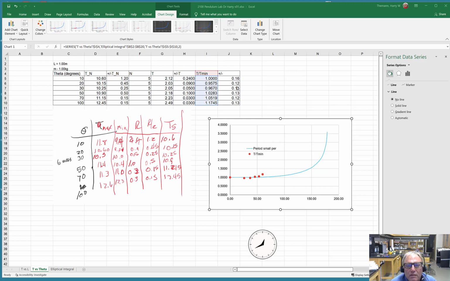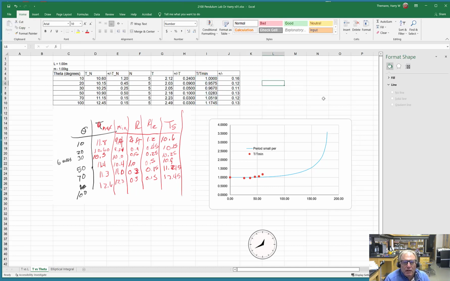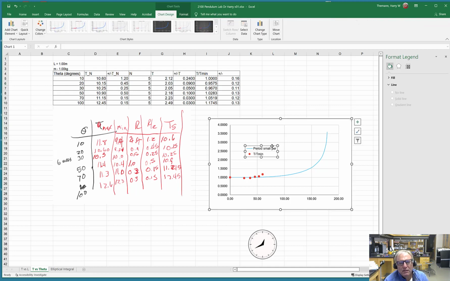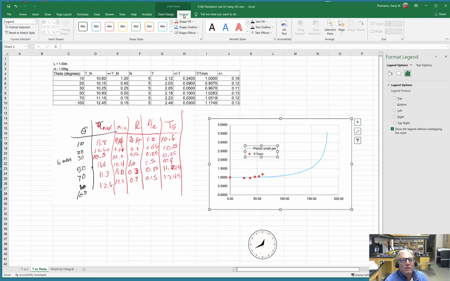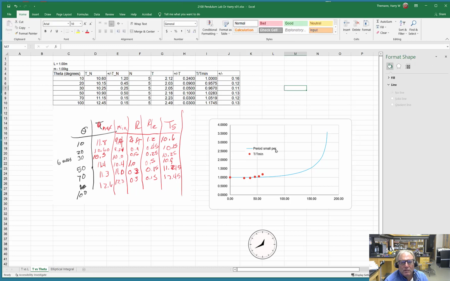Okay, so now we're looking at period versus the angle, and of course we just do the elliptical integral again. And this can also be used to justify your choice of angle when it comes to, let's see, format the legend. I just like having the fill. Oh, here we go. And I want to fill it with white so then the grid lines don't come through.